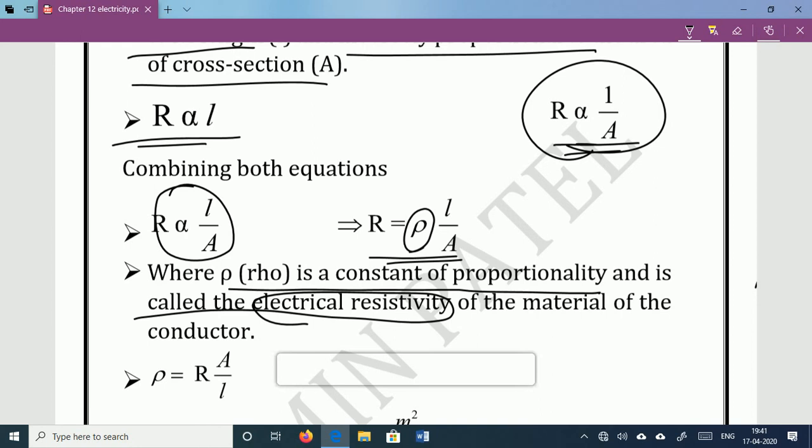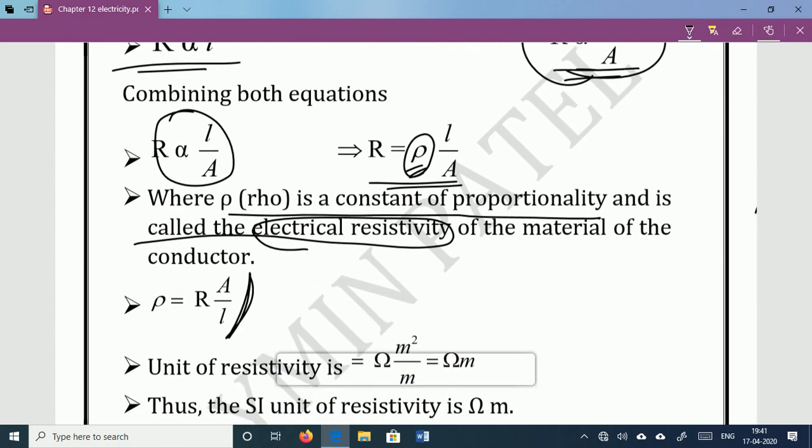Why? Because the resistance changes with the length and area, which we already understood in the activity. Here, the effect of area and length is nullified. So rho is equal to, by cross multiplication, area is above and L is below, so I can write rho is equal to R A by L.